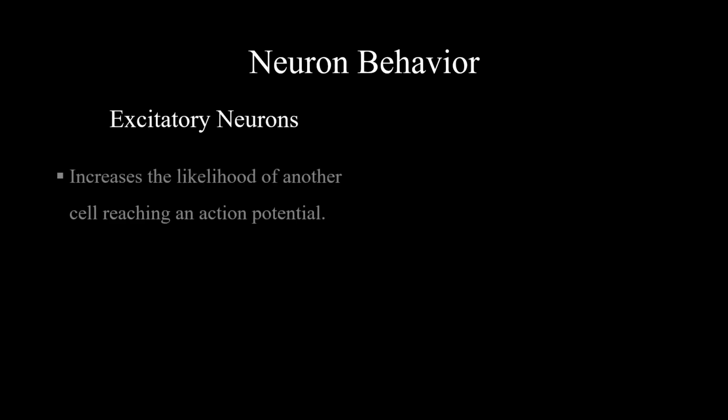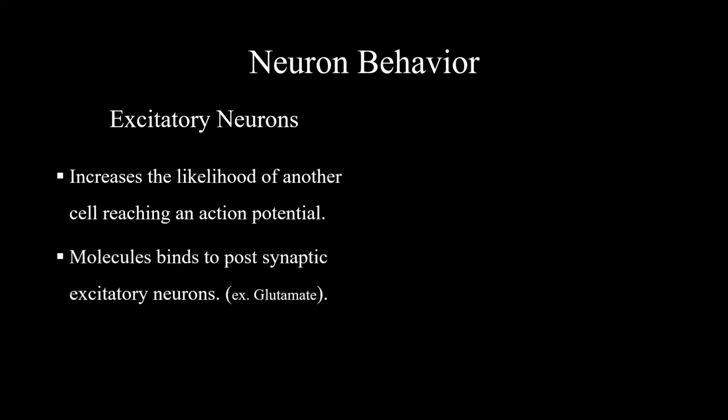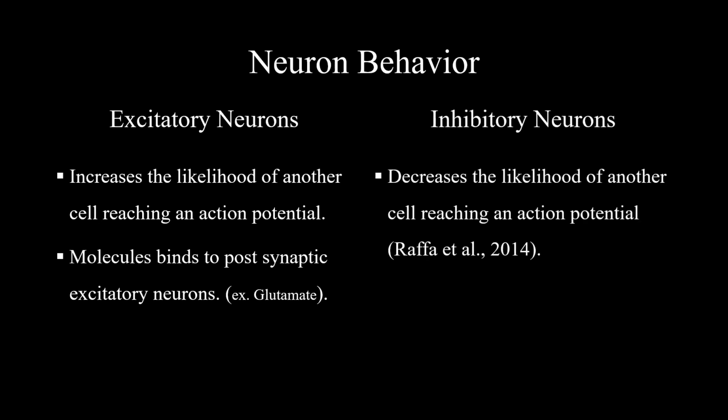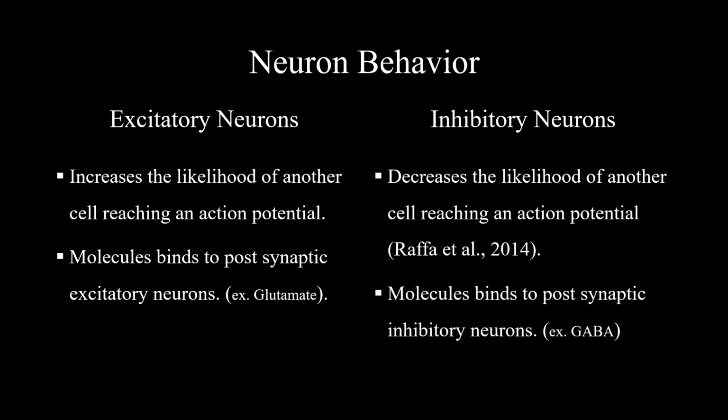Neuron behavior. You have excitatory neurons, which increase the likelihood of another cell reaching an action potential, where the molecules bind to postsynaptic excitatory neurons, whereas inhibitory neurons decrease the likelihood of another cell reaching an action potential. Molecules then bind to postsynaptic inhibitory neurons.